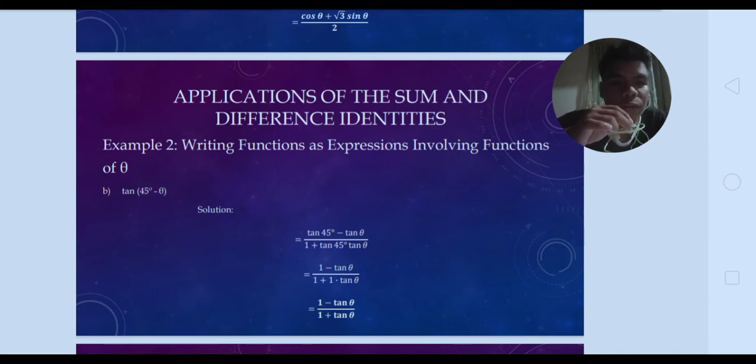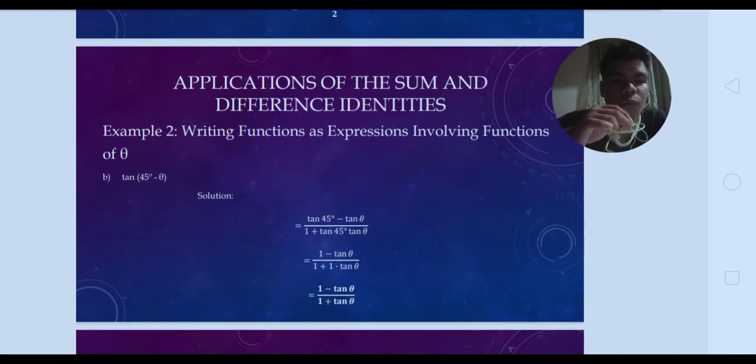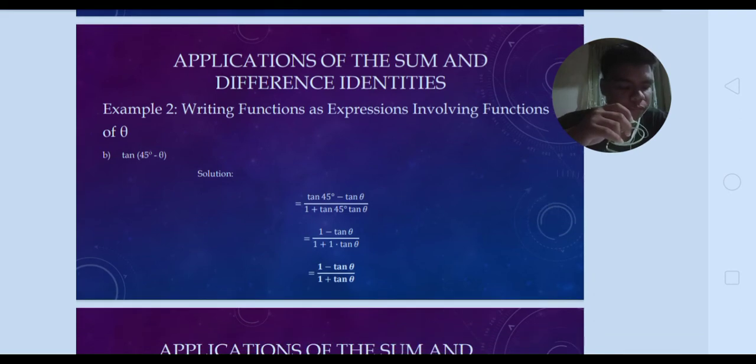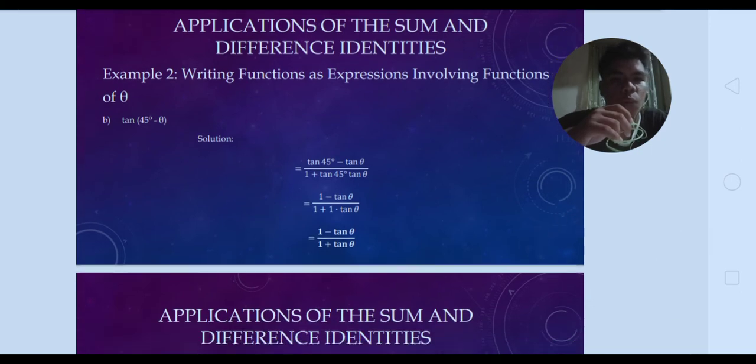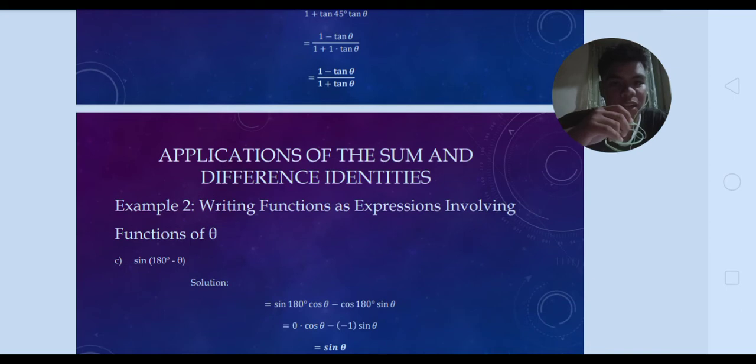Another is tan 45 degrees minus theta. Solution. Tan 45 degrees minus tan theta over 1 plus tan 45 degrees times tan theta. This equation is a tangent difference identity. Then we have to substitute the known values, which is tan 45 degrees is equal to 1. And then we have to multiply 1 times tan theta. Therefore, the final answer is 1 minus tan theta over 1 plus tan theta.